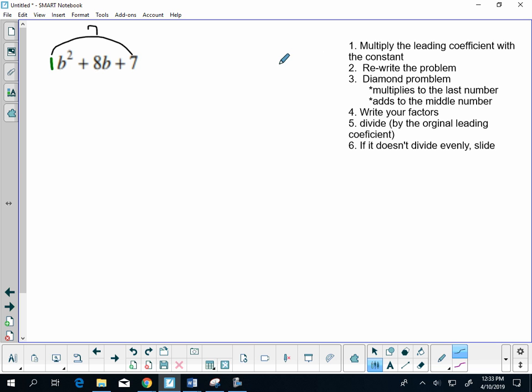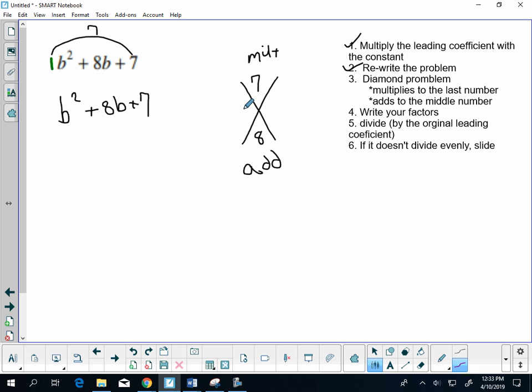Just rewrite the problem, and you're left with b squared plus 8b plus 7. So this one didn't really change. So it's not a big deal. Now we're going to do a diamond problem. Just like we did on that problem of the day. We need to find two numbers that multiply to 7 and add to 8. Those two numbers are 7 and 1.